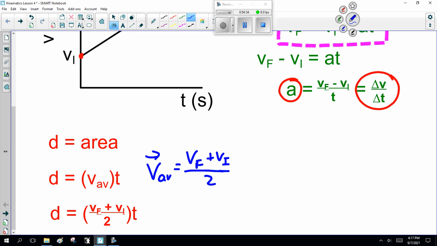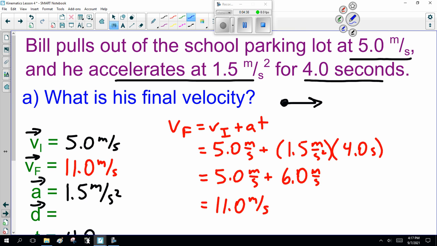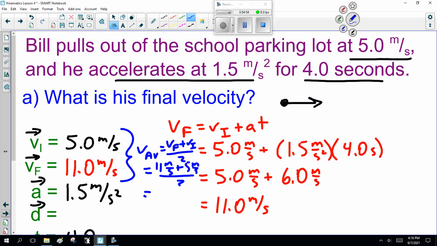Notice I haven't yet, but I could. And I could ask, what's his average velocity here? The average, v final plus v initial divided by 2, is 11 meters a second plus 5 meters a second, which is 16 meters a second, divided by 2. So v average is 8 meters a second.